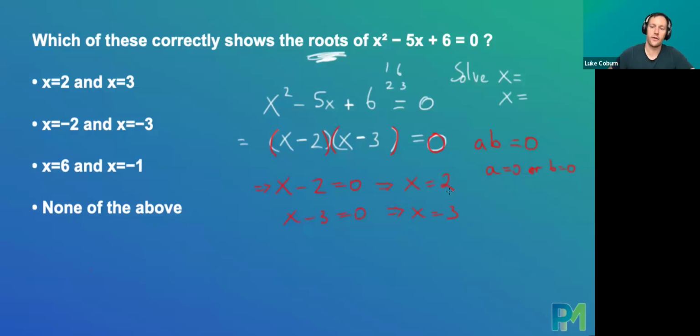Okay, great. So x is equal to 2 and x is equal to 3. So this is the answer here. That's the answer. So these are the roots. Okay, it's also the solution as well. That's what we mean by solve this.